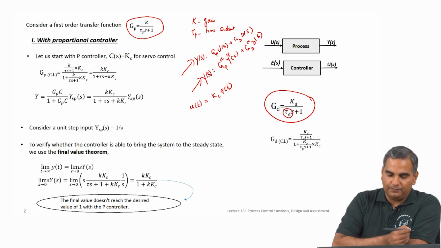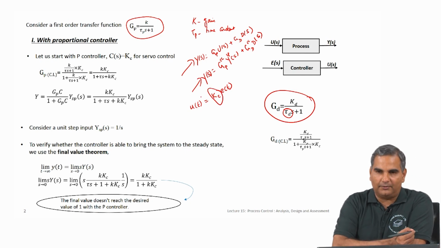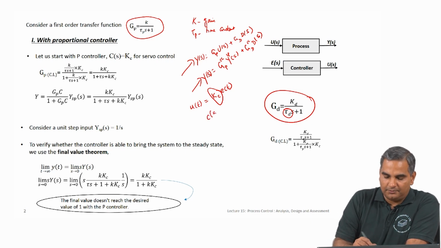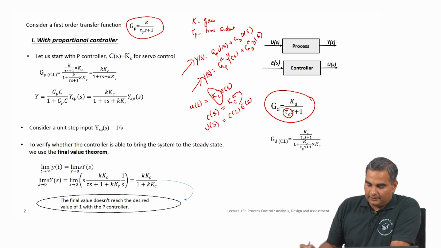Okay. So, u(t) is Kc e(t), and this Kc is the tuning parameter of a proportional controller. The structure of the proportional controller then simply becomes C(s) equal to Kc, because if I do a Laplace transform of this, I get U(s) is C(s) E(s), and C(s) is Kc.